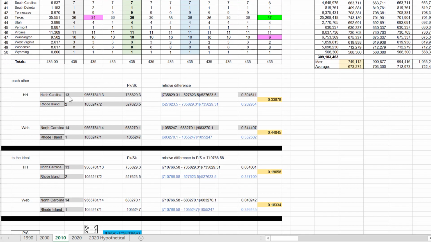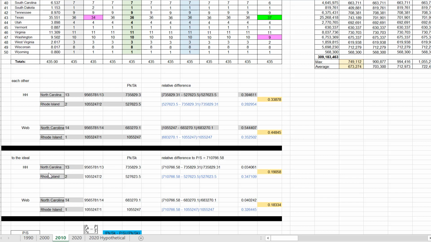If we look at to each other, the relative difference, here's Huntington Hill apportionment with the population, so the people per seat for those two states, relatively speaking, take the absolute difference, divide by the smaller number, we get that value. If I do it with the Webster, I get this value to people per seat. If I do the other one anyway, again, Huntington Hill will have a smaller value. So the average, of course, will be smaller with Huntington Hill.